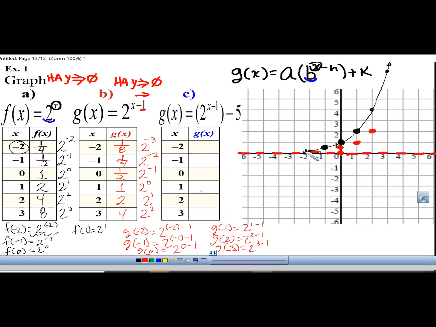-2 and 1/8, that's very close to the asymptote right there. -1 and 1/4, also very close to the asymptote. 0 and 1/2. Well, what do you know? Did we have that point already? Yes, Mr. Q, right there. How about this one? 1, 1. Yes, we already have it. How about 2, 2? Yes, we have it. So this one, 3 and 4, which is right there.